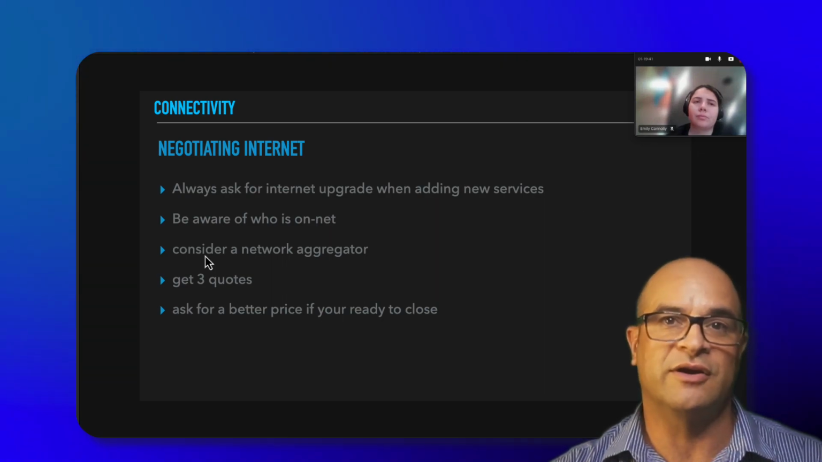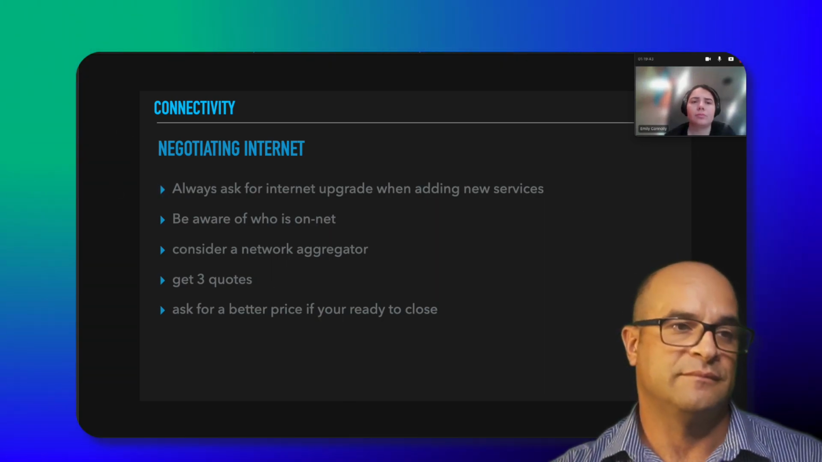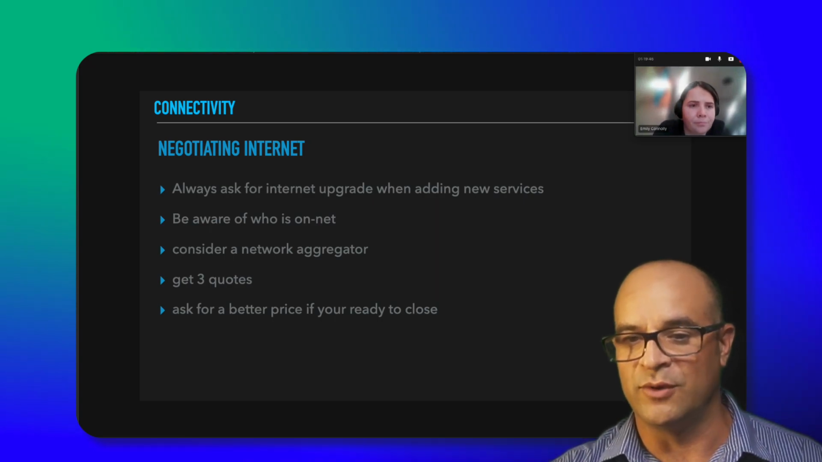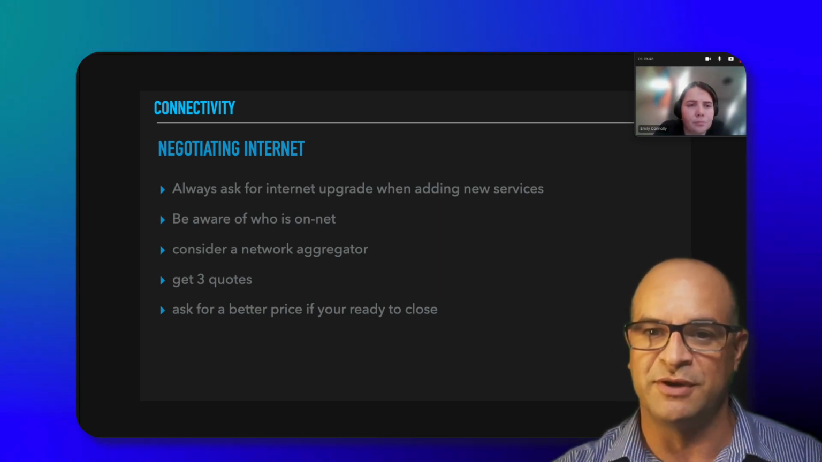Okay, so Emily, I'm going to go ahead and close there. I thought it was going in one direction, then it went into a different direction, but that's all right.